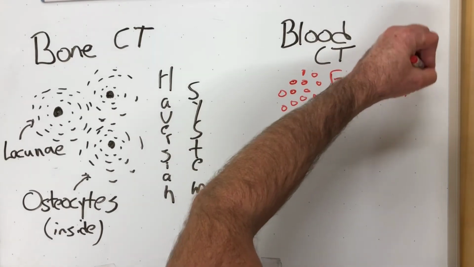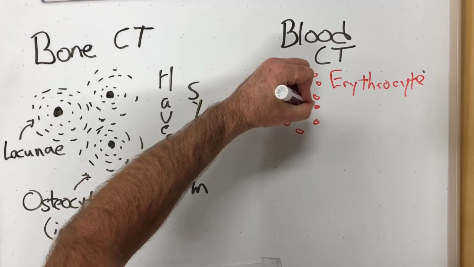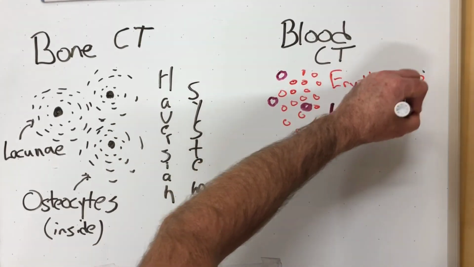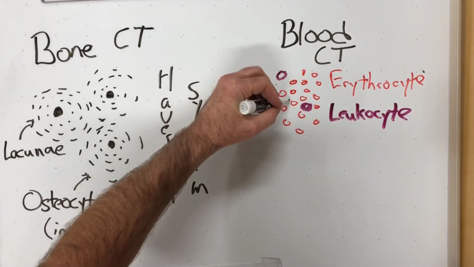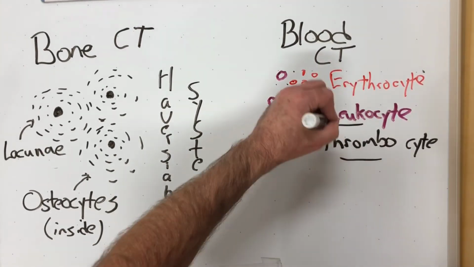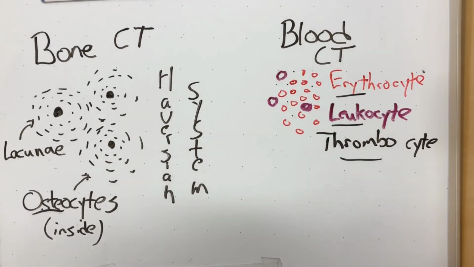Blood is simply just a number of red blood cells known as erythrocytes floating in a fluid called plasma. You're going to see some white blood cells in there. They're known as leukocytes, and they aid in immunity. And then finally, you see some very, very tiny dots, which we call thrombocytes, aka platelets.